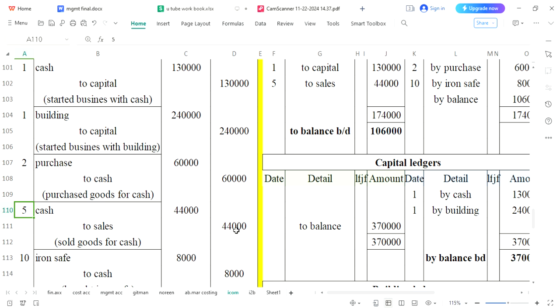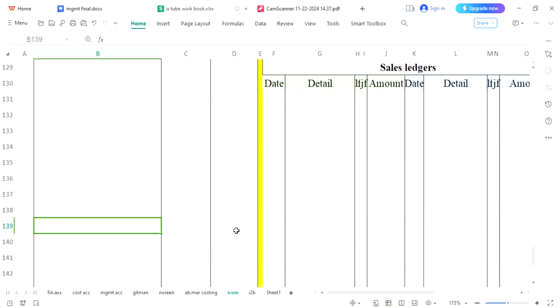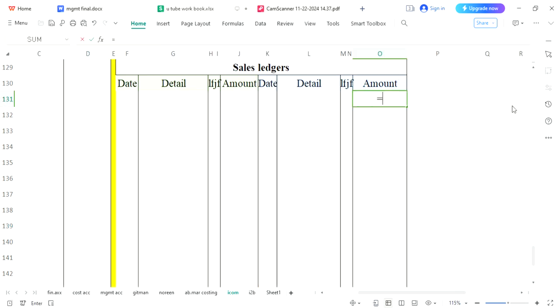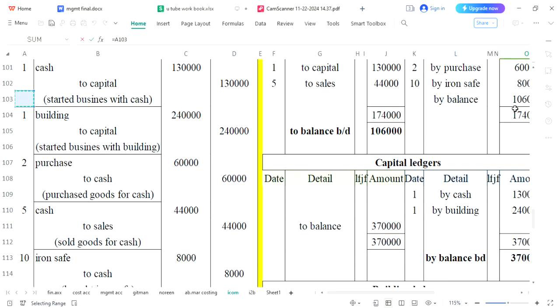Then entry number 5, we have sales. Sale is present on credit side. So you will choose credit side of sale ledger, and how much amount of sale is, that is 44,000. On credit side, you will post the amount.